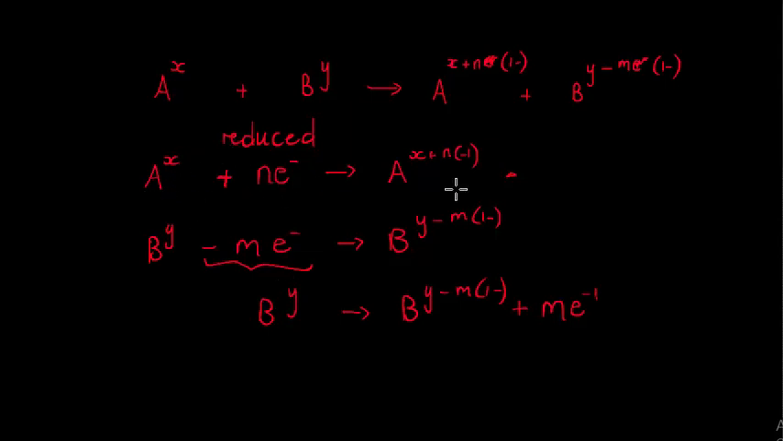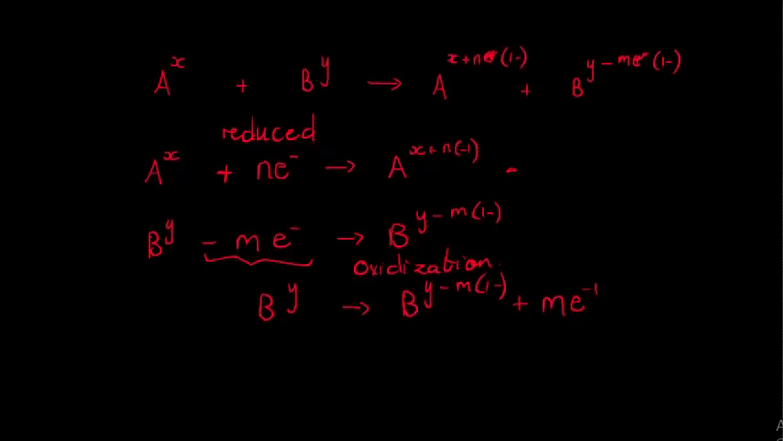What does the reduction half reaction look like, and what does the oxidation half reaction look like? Well, the oxidation half reaction looks like that. In other words, my electrons are being added to the right, or they are subtracted on the left. So let's look at a few examples of this.